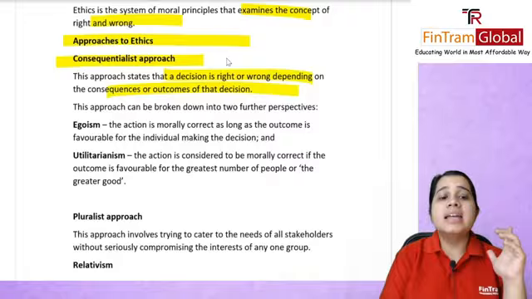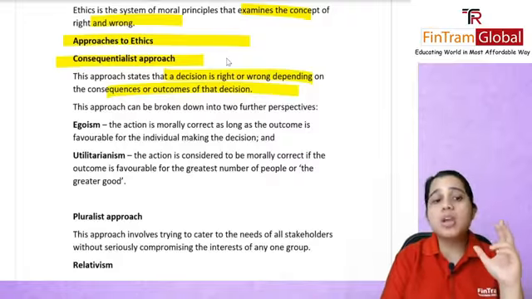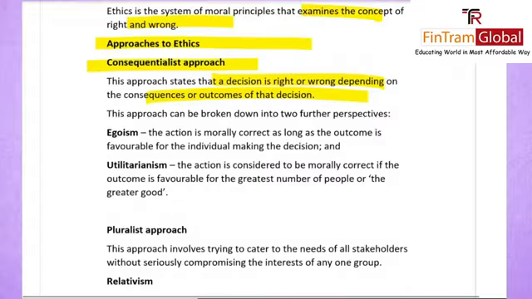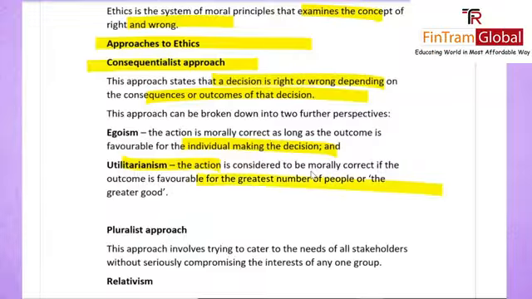So here, your consequentialist approach can be broken into two parts. You have your egoism. They will say that an action is morally correct or wrong as long as the outcome is favorable for the individual who is making the decision. But in utilitarianism, they'll see how it is going to affect the maximum number of people. Is it favorable for a greater number of people? So they are not just going to consider the individual self.